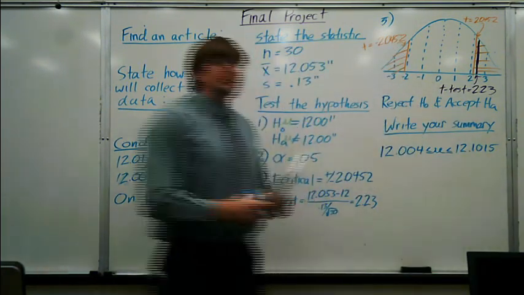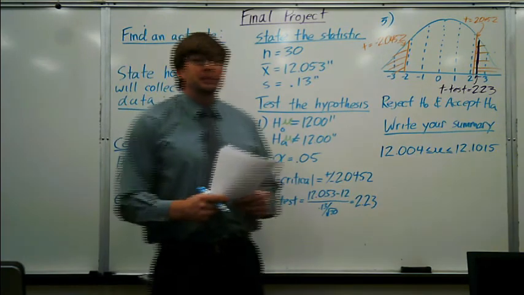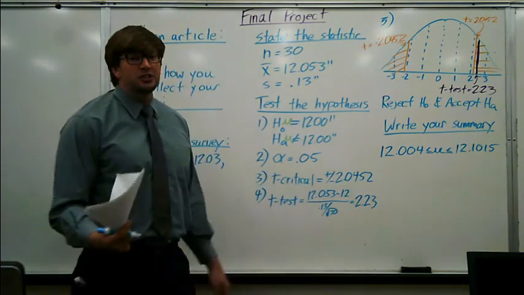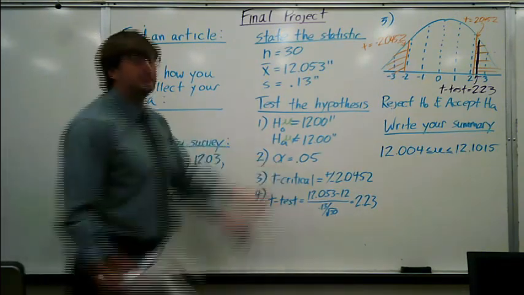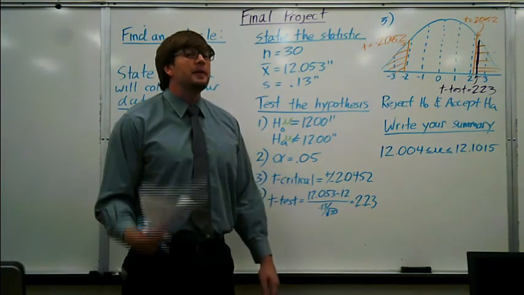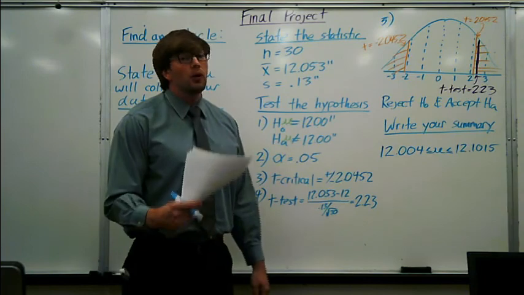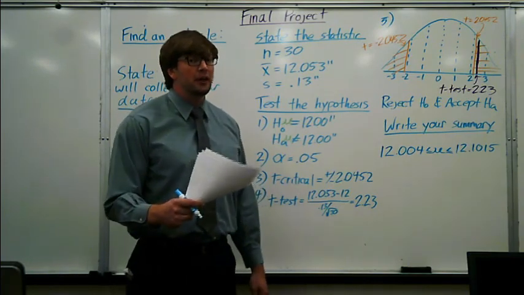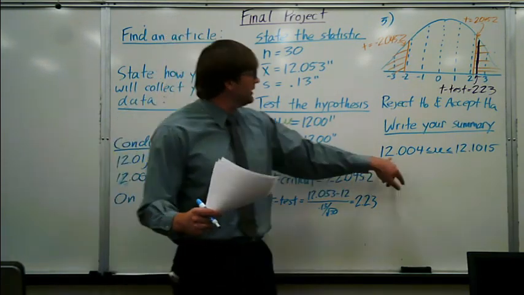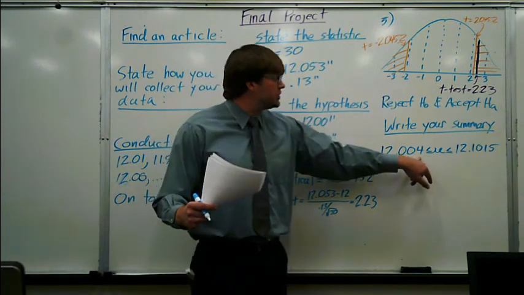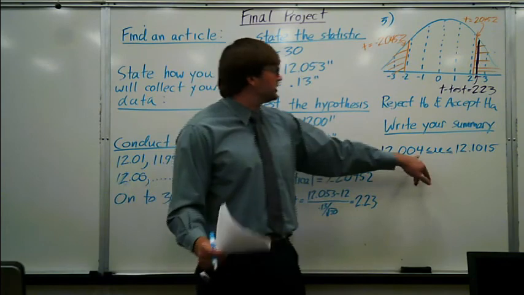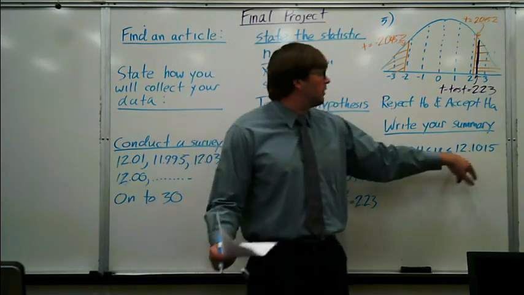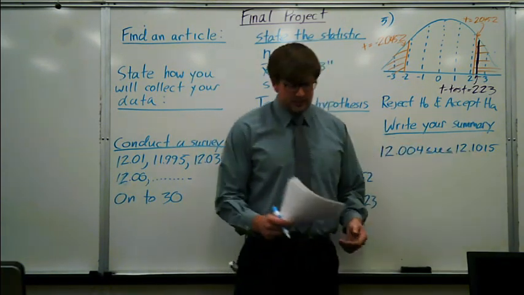and a sentence describing that would just be that there's a 95% chance, or 1 minus our level of significance, there's a 95% chance that the true population mean, or the true width of these bricks at Home Depot, is between, not 2.004, 12.004 inches and 12.1015 inches. And that's it.